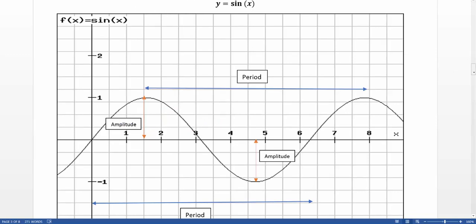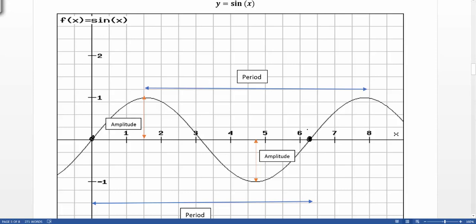So f of x equals sine x is a periodic function that goes up initially. It starts off increasing at 0, and then it peaks at approximately pi over 2, and then it comes down and crosses through at pi, and then we'll get to a minimum at approximately 3 pi over 2, and then it finishes back at 0 to complete its period or its cycle at 2 pi.